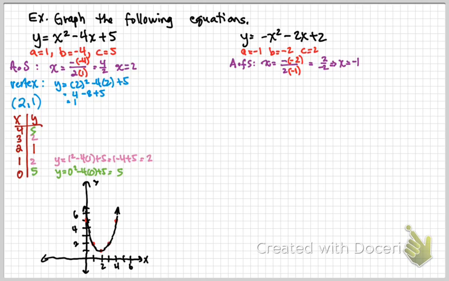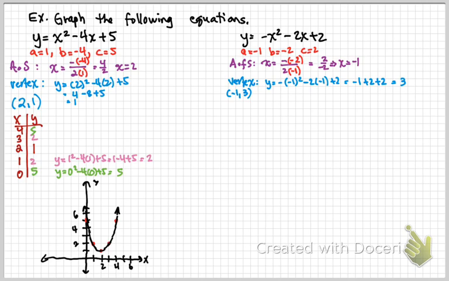Okay, then I'm going to figure out the vertex. And I'm going to get y equals the negative of -1 squared minus 2 times -1 plus 2. That's going to give me the negative of 1 plus 2 plus 2, which gives me 3. So my vertex is -1, 3.